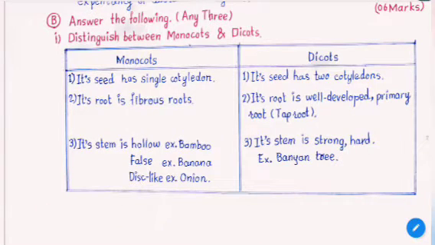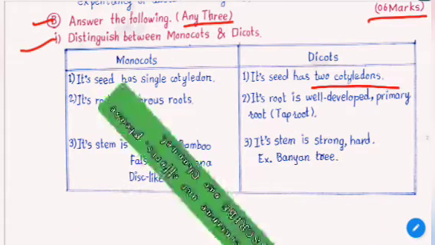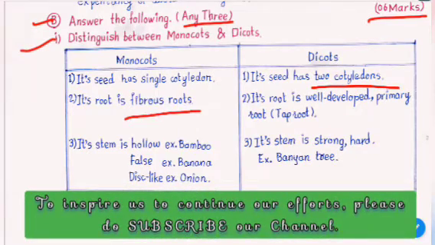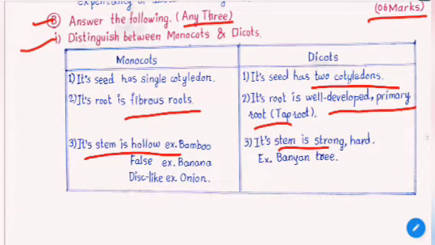Now the second B question of question 2. Answer the following. You have to write any three for 6 marks. The first question is distinguish between monocots and dicots. Monocot seeds have a single cotyledon, and dicot seeds have 2 cotyledons. Monocots have fibrous roots, while dicots have a well developed primary root. The monocot stem is hollow, and the dicot stem is strong and hard. Examples of monocots are banana and onion, and of dicots is the banyan tree.